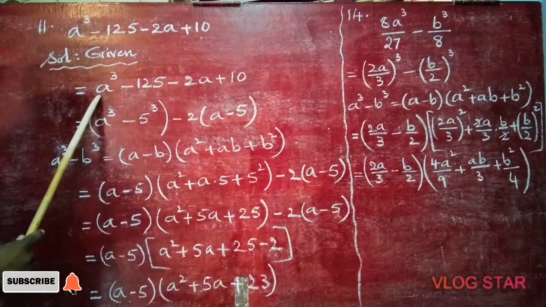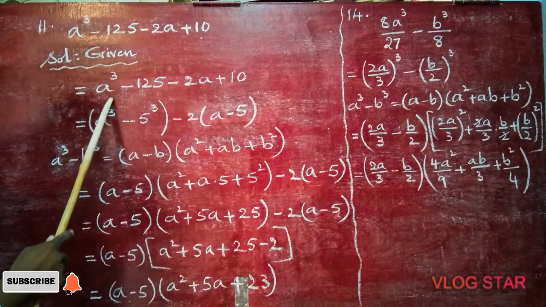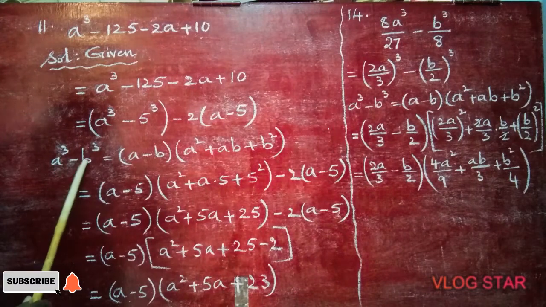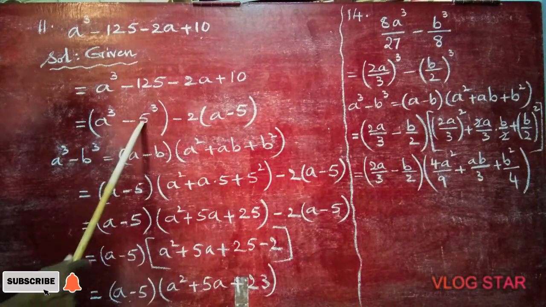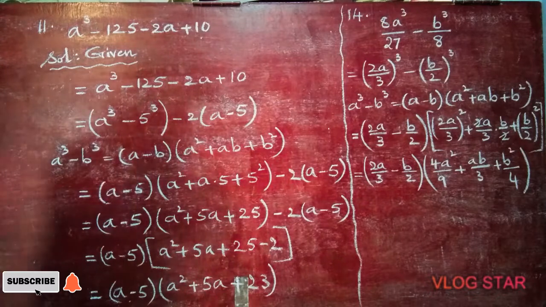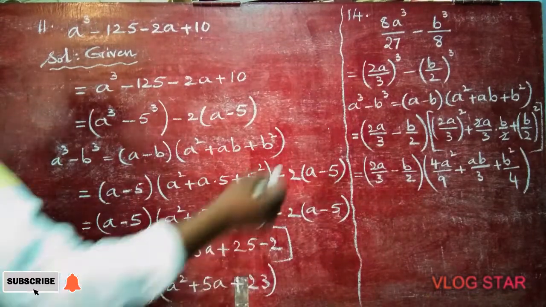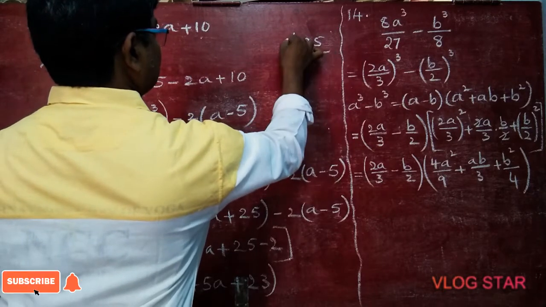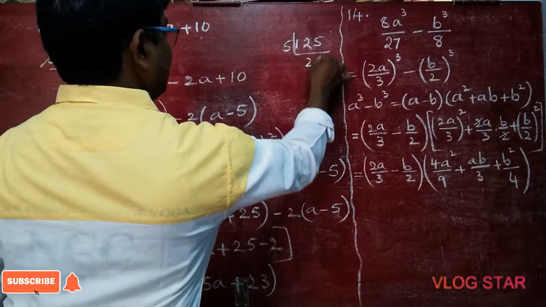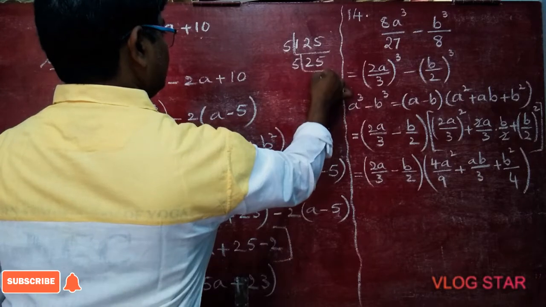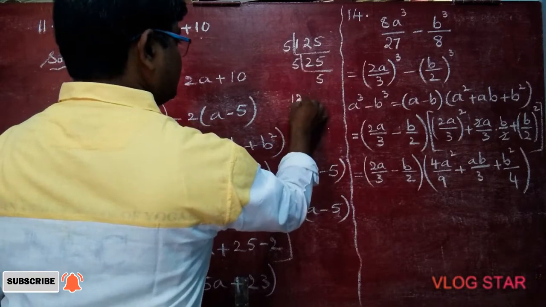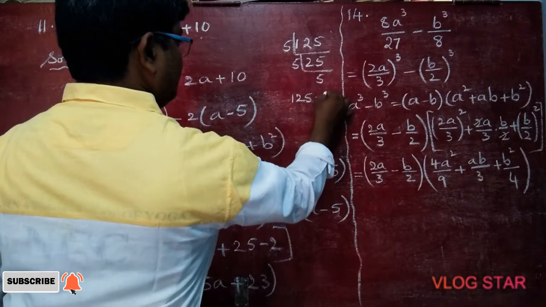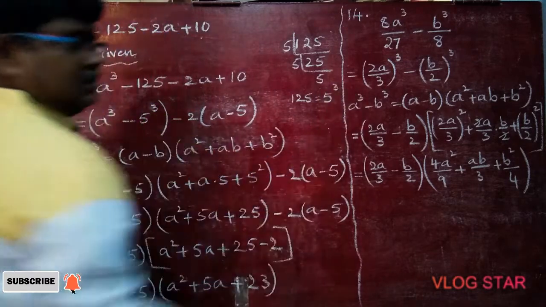From the first two terms, I am writing in the form of a cube minus b cube. a cube as it is, and 125. Write the factors for 125. 5 table goes 25 times. Again 5 table goes 5 times. So in the place of 125, you are going to write 5 cube.